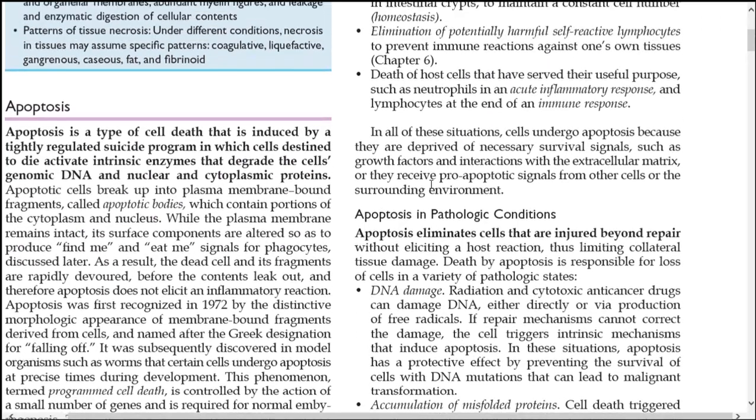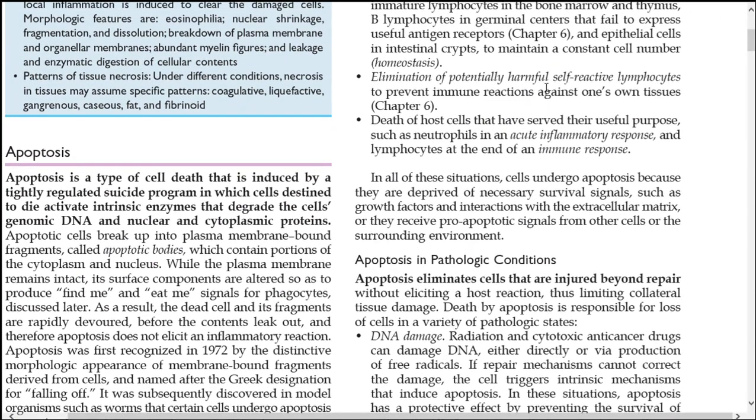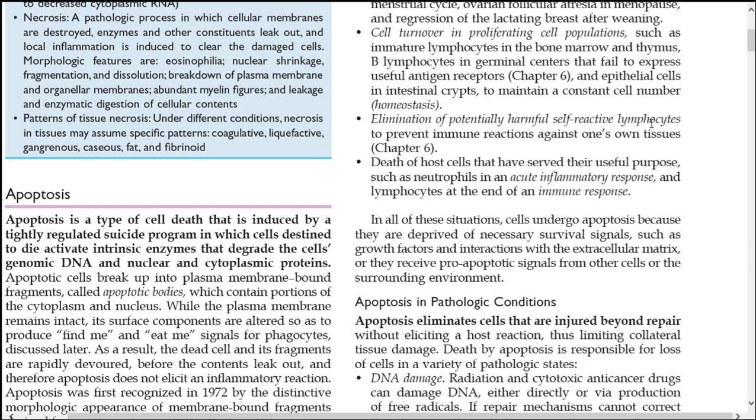Next, elimination of potentially harmful self-reactive lymphocytes. Certain self-reactive lymphocytes will cause autoimmune diseases. To prevent those autoimmune diseases, we need a process to remove these harmful self-reactive lymphocytes, which would trigger an immune reaction against one's own tissues, which is very fatal. Apoptosis helps in the removal of these harmful self-reactive lymphocytes.